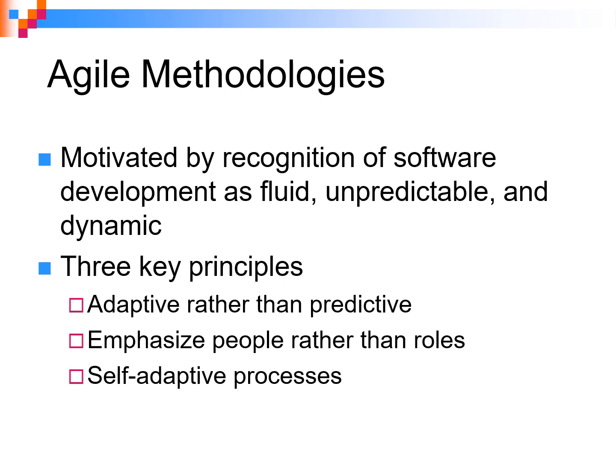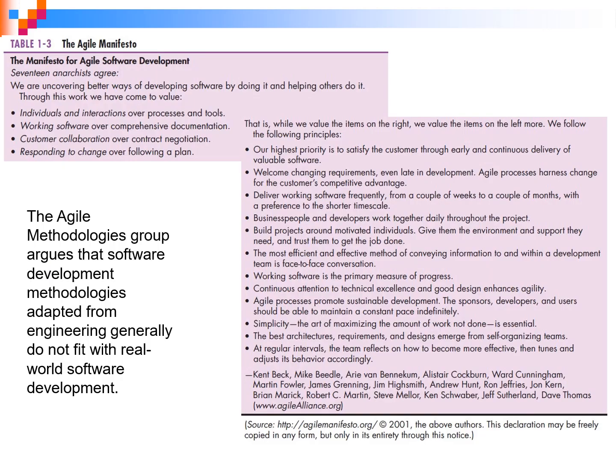Okay, so according to Fowler, there are three principles that agile methodologies follow. Okay, so number one is adaptive rather than predictive. Okay, so next one, kasi nga 'di ba nga unpredictable siya. Okay, mas kumbaga ina-adapt niya yung current situation o yung kailangan ng system kaysa pinipredict mo kung ano yung kailangan niyang gawin. Okay, next is emphasize people rather than roles. And then the third one is self-adaptive process.